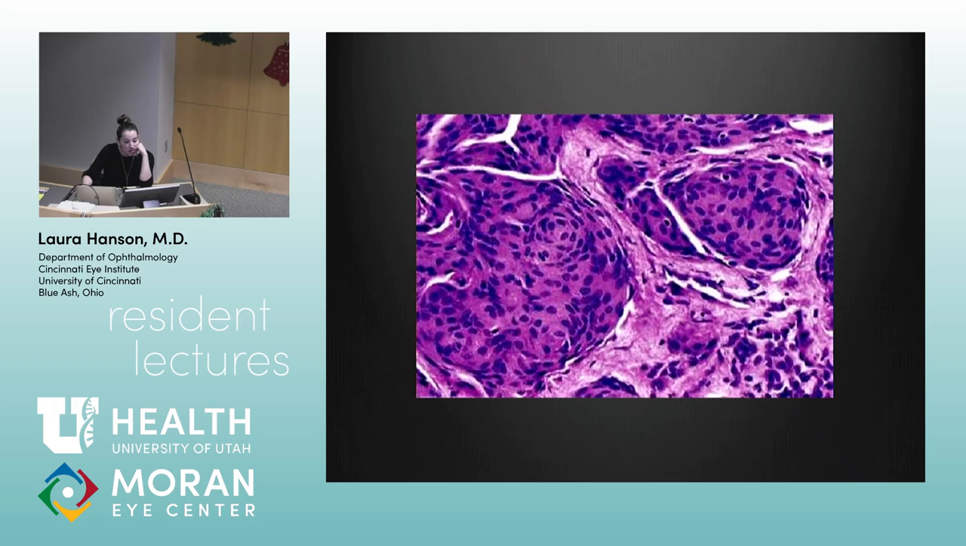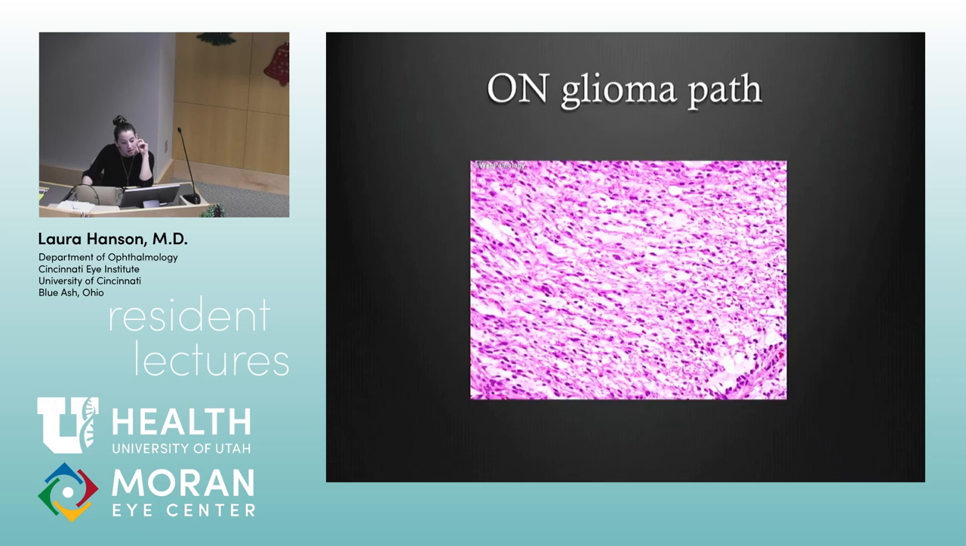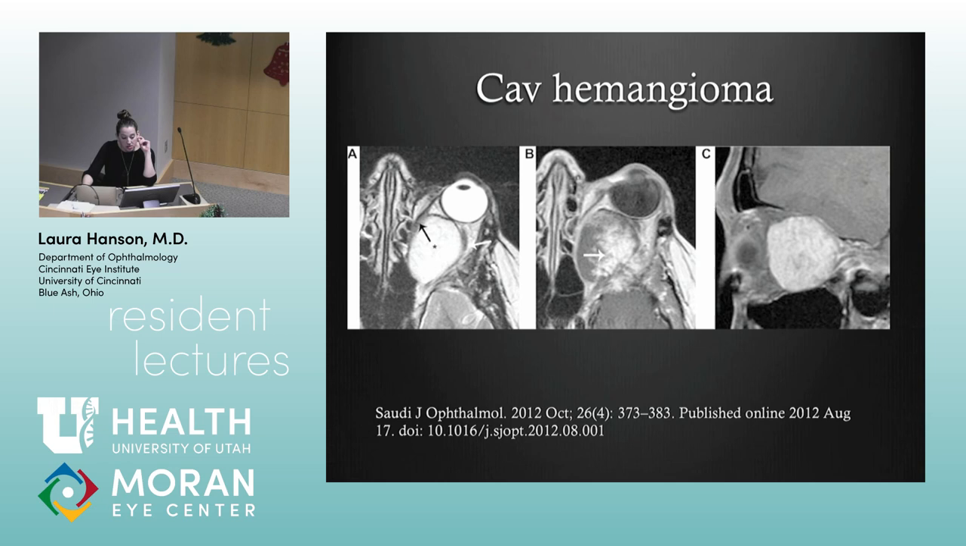So that's for the optic nerve sheath meningioma with the tram track appearance. And that's for the optic nerve glioma. So this is the cavernous hemangioma. So the typical picture of this, again, they're going to describe a middle-aged woman with painless proptosis.